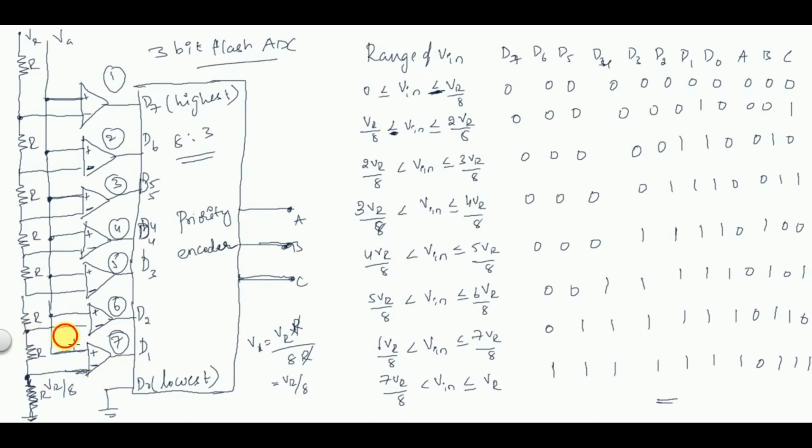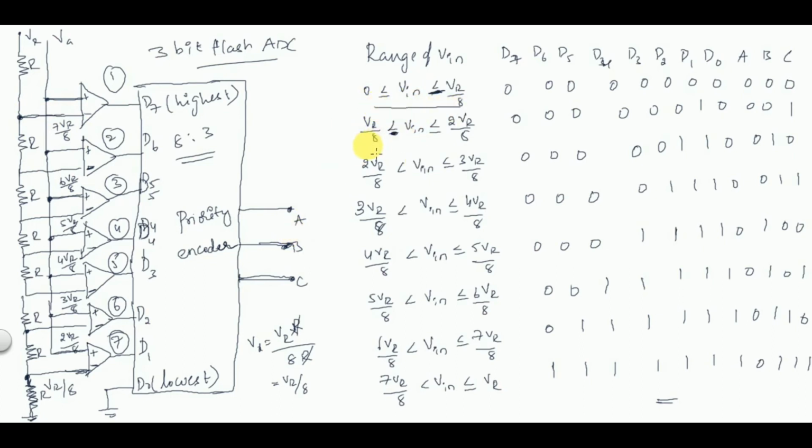So the voltage here will be 2VR by 8, the voltage here will be 3VR by 8, here 4VR by 8, here 5VR by 8, here 6VR by 8, and here it will be 7VR by 8. So the voltage applied here is 7VR by 8. Correspondingly, I have taken all the ranges.